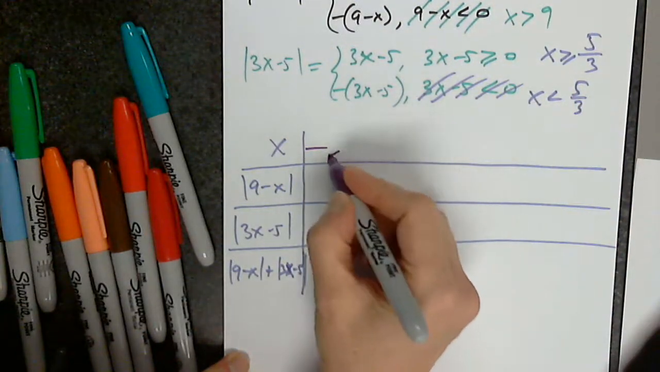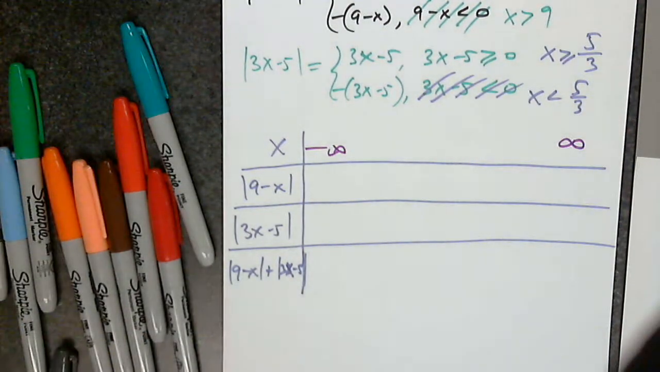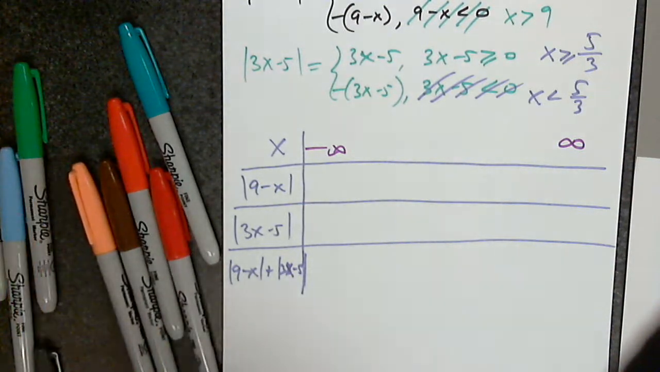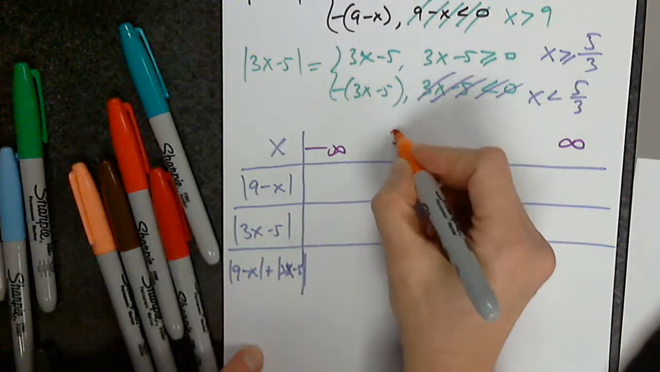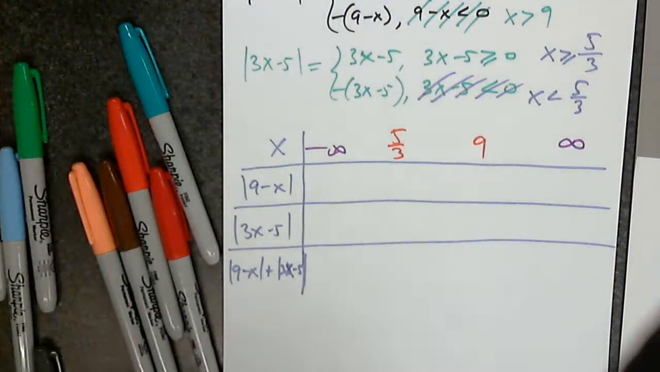There are no restrictions for x. X can be anywhere between negative infinity and infinity. But specifically, which values do we need in the chart? We do need 9 and they have to be in ascending order. Which one do I put first? Very good. So it's 5/3 and 9.